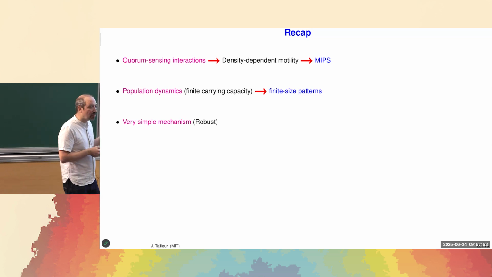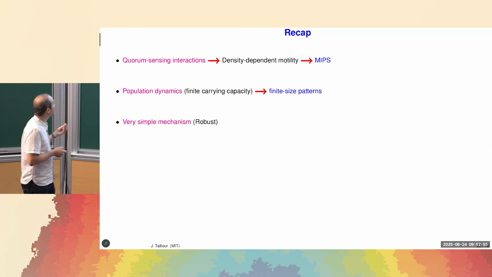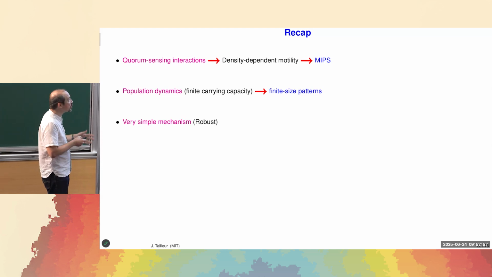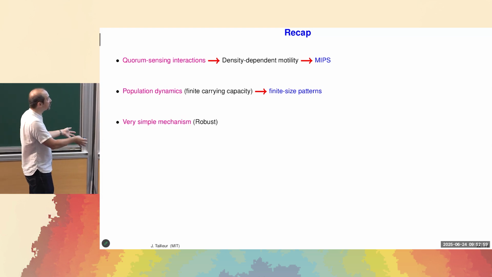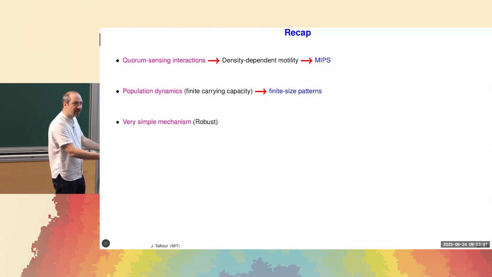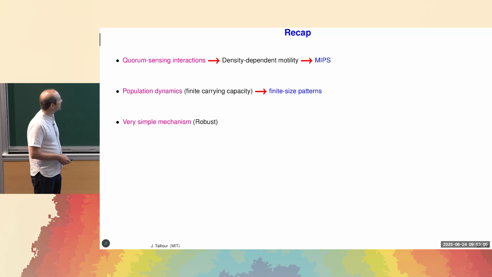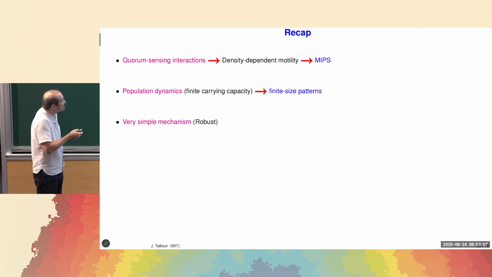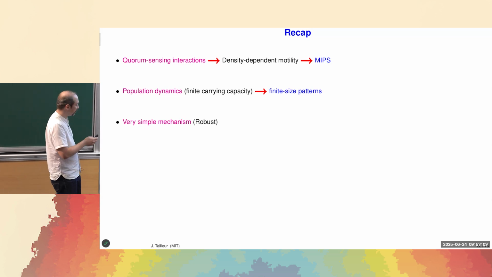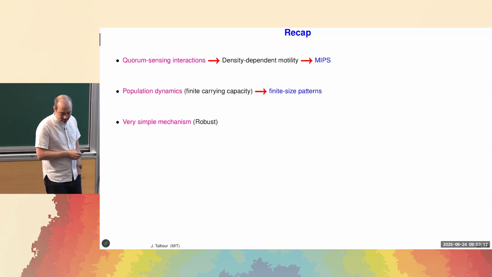This is a very simple mechanism. It doesn't require fine-tuning, and that's why you can do a stupid model in your computer, and it works fine when you compare with bacteria in a petri dish in which you have lots of other complexity, because this is very robust to modifications that you do to your system. Predict this size?